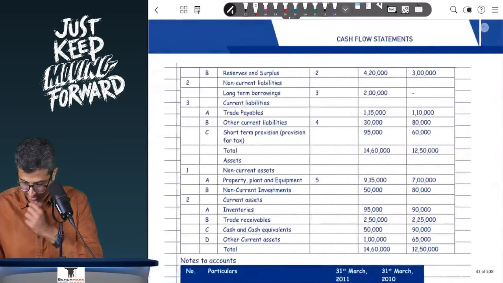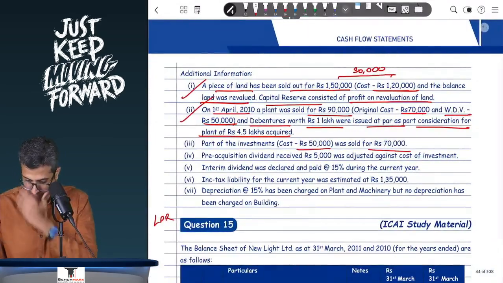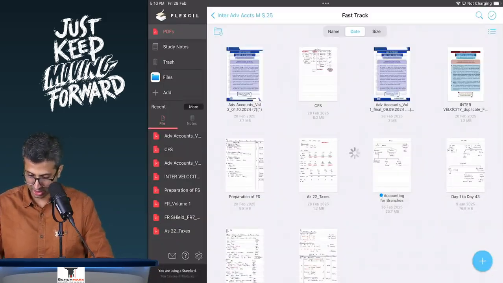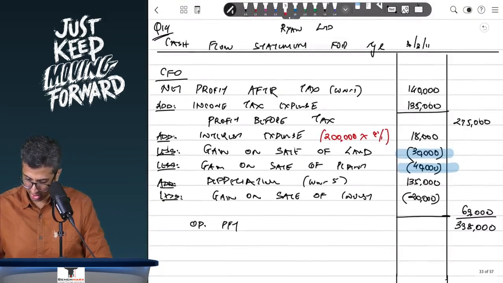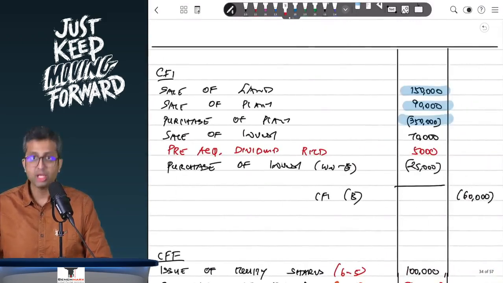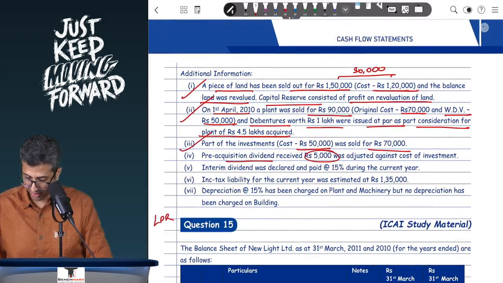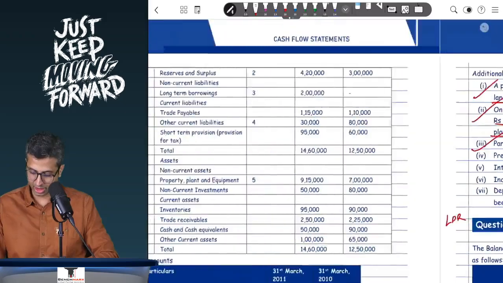Part of the investments costing 50,000 were sold for 70,000. There is a gain on sale of investment of 20,000. This will also come over here. 20,000 gain on sale of investment, and 70,000 will be your cash flow from investing activities. Investment also done. Pre-acquisition dividend receipt of 5,000 was adjusted against the cost of investment. So that is fine. You may have adjusted this against cost of investment.